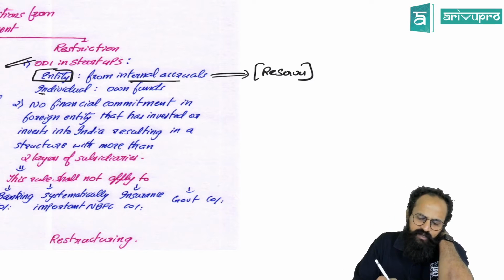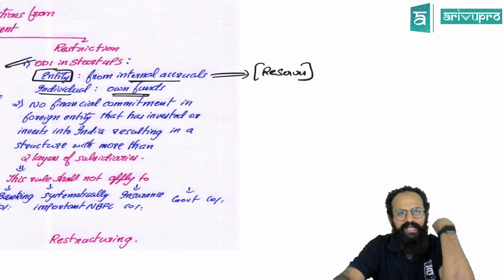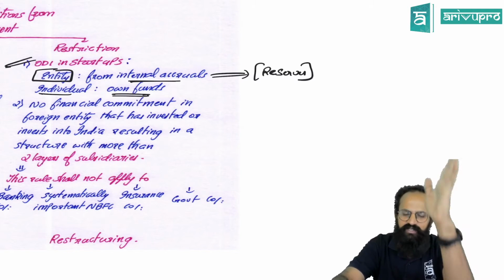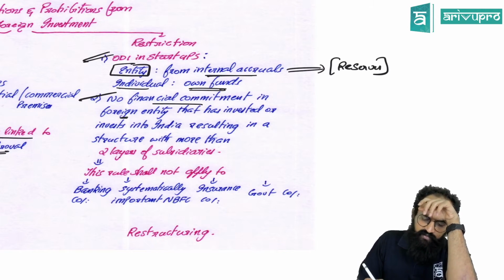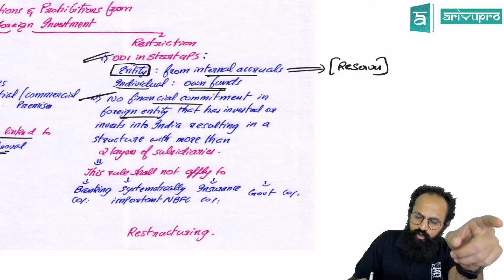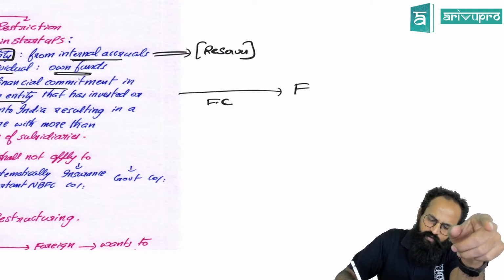If you are an individual, you have to invest out of your own funds. You cannot borrow from a bank here; that money you cannot invest. Okay, that is the restriction. Second one, no financial commitment in a foreign entity. You cannot make a financial commitment in a foreign entity.